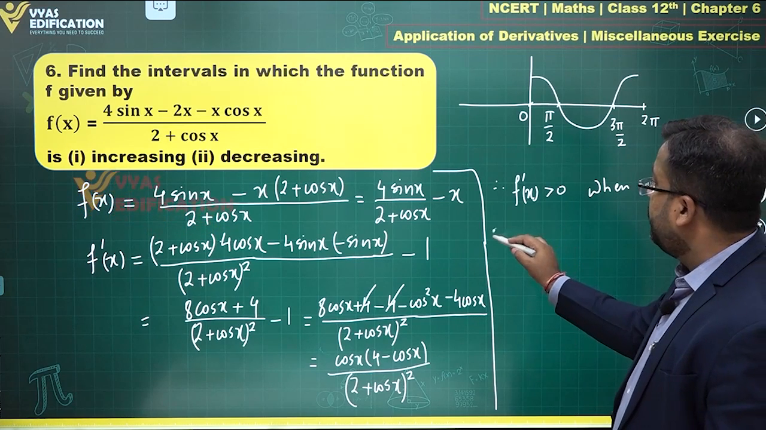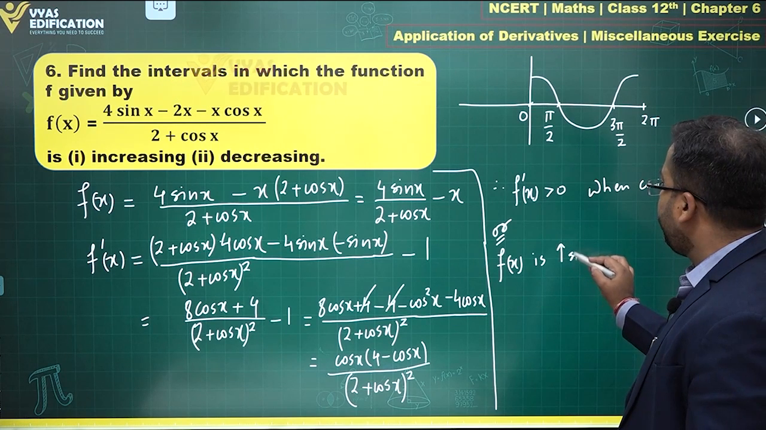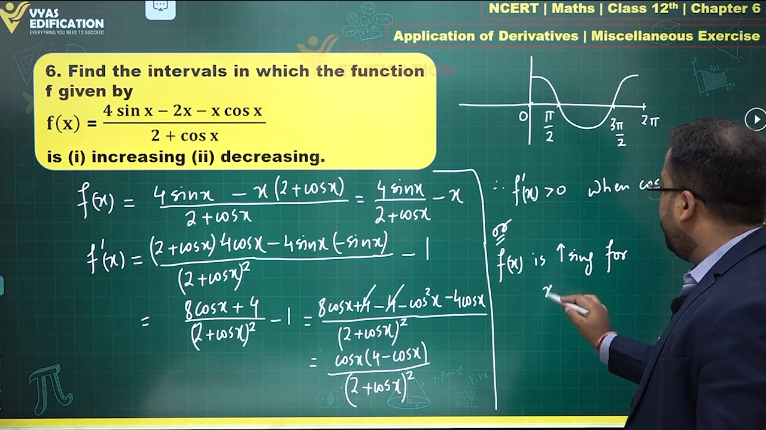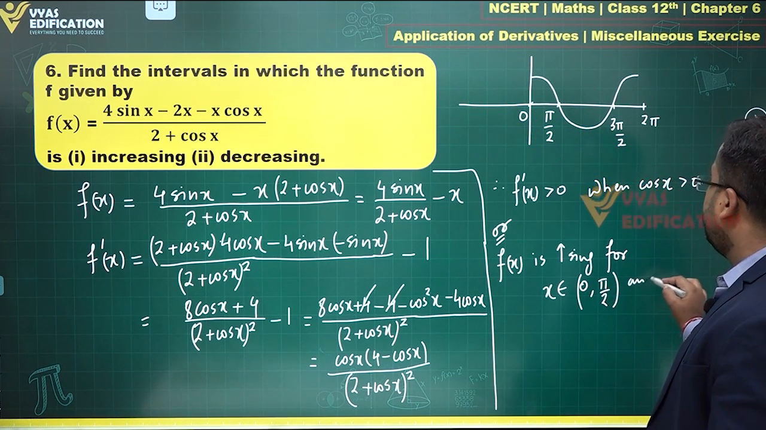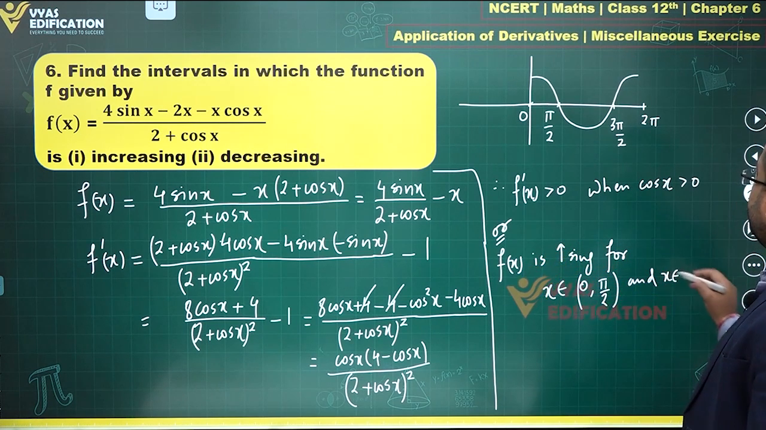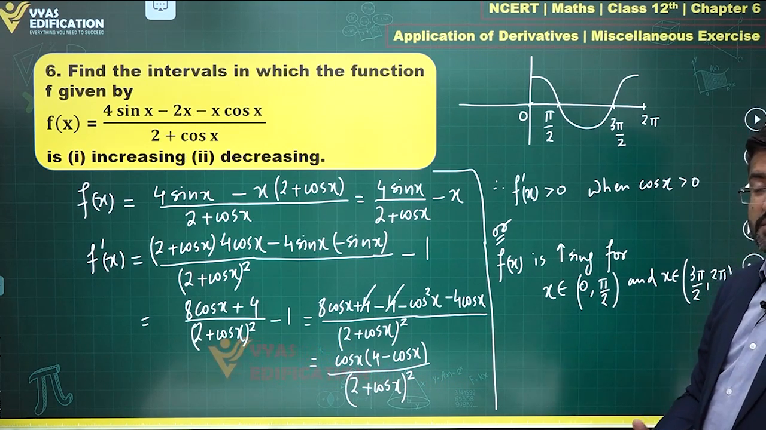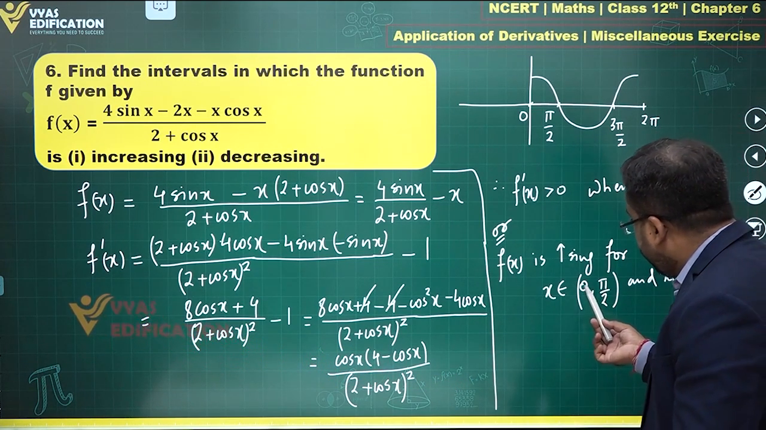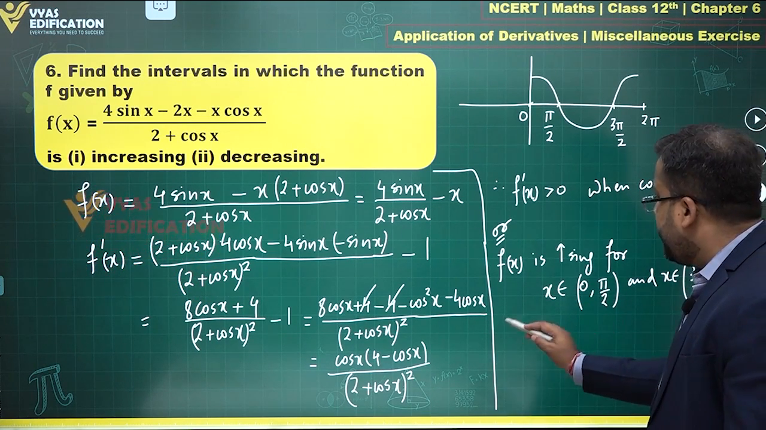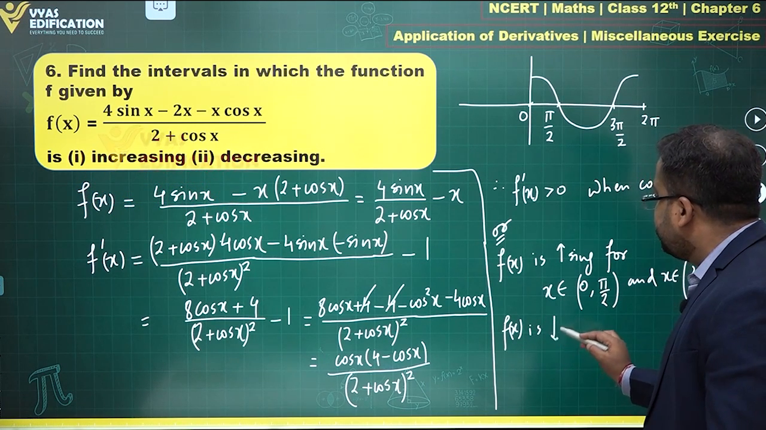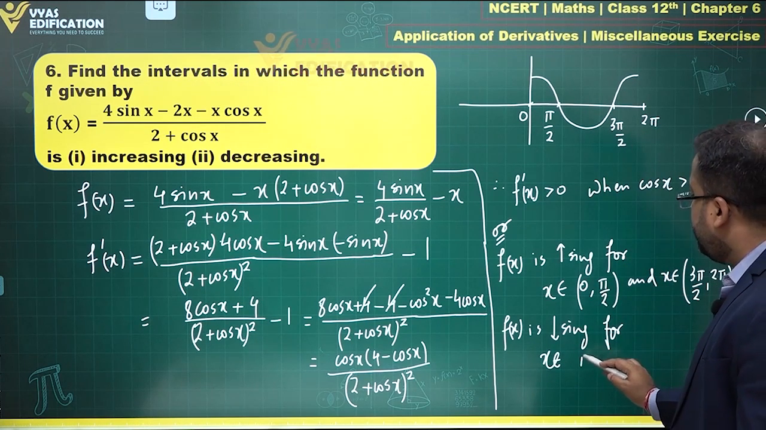Or we can say that f(x) is increasing for x belongs to 0 comma pi by 2 and x belongs to 3 pi by 2 comma 2 pi. Mind you, these are just the principal values. If you want a general value, what you can do is simply add a 2n pi over here, add a 2n pi over here, add a 2n pi over here. Similarly, f(x) is decreasing for x belongs to this interval pi by 2 to 3 pi by 2.